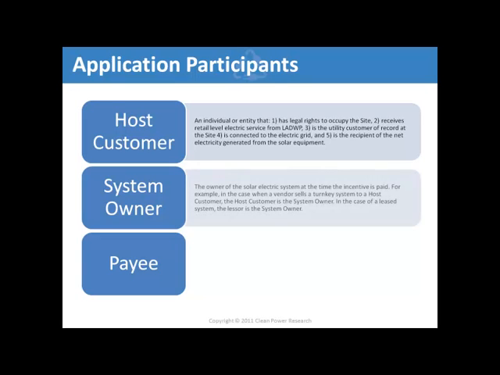The system owner is the owner of the solar electric system at the time the incentive is paid. In many cases, the host customer and the system owner are one and the same, but if the host customer leases a system, the lessor is the system owner. The payee is the person or company to whom the incentive check is made payable.